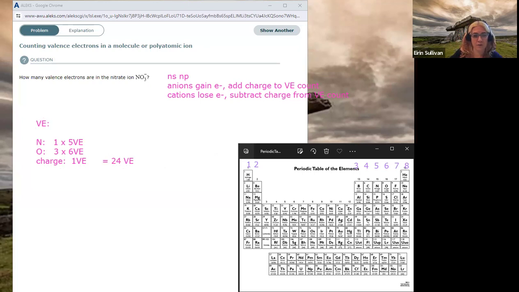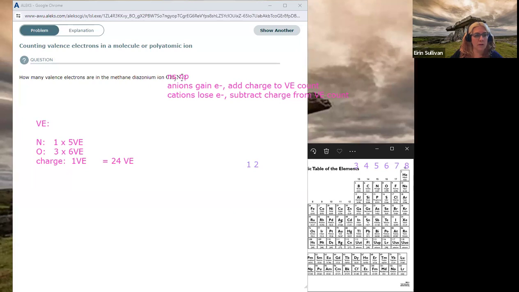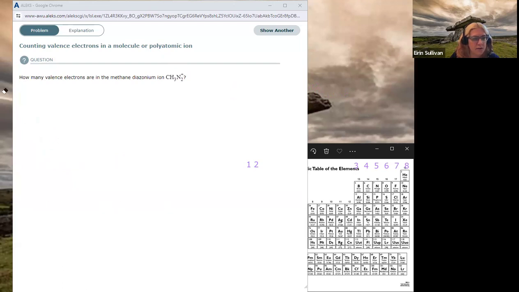Okay, so let's do another one to just practice. I think there's a cation here. It's really hard to see because it is underneath the notes I gave you about anions gaining electrons. So you have to add the charge to the count of the valence electrons, and cations are losing electrons, so you have to subtract the charge from the valence electron count. So I'm going to see if I can reveal our methane diazonium ion. There it is. Okay, so let's count our valence electrons up.